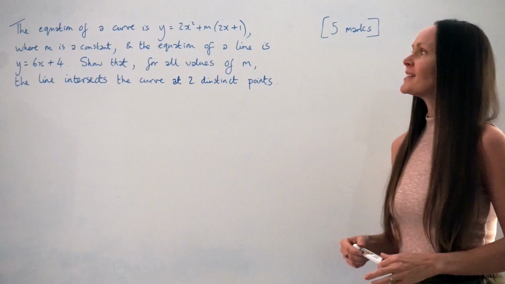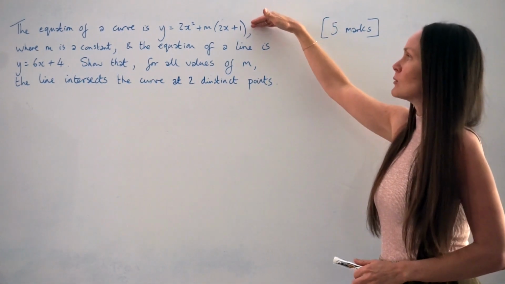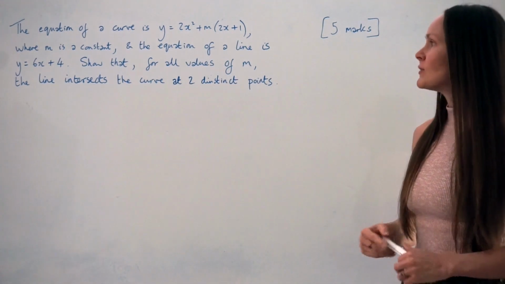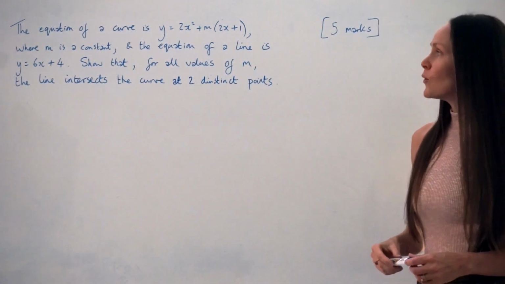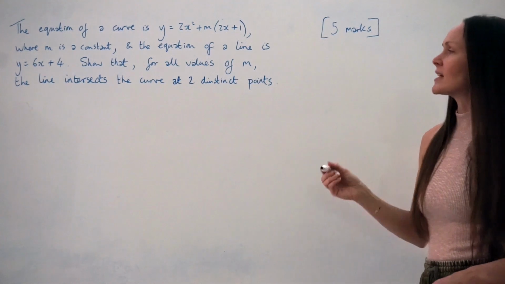In the next question, it says the equation of a curve is y equals 2x squared plus m multiplied by 2x plus 1, where m is a constant, and the equation of a line is y equals 6x plus 4. Show that for all values of m, the line intersects the curve at two distinct points.